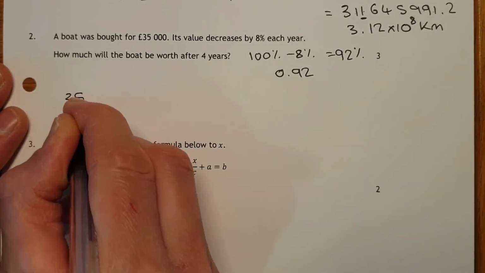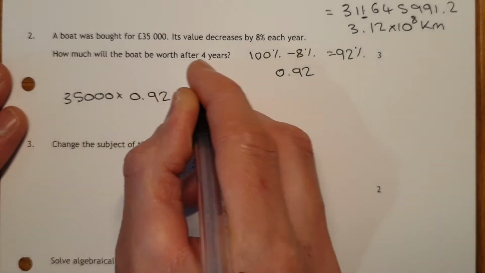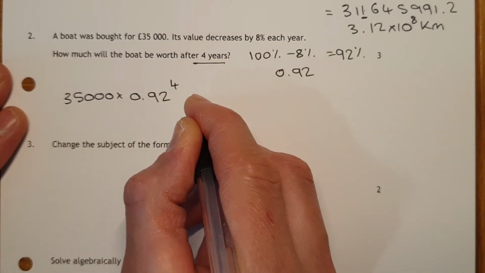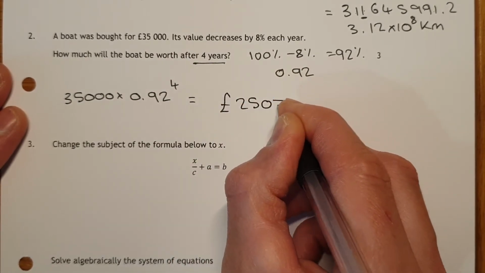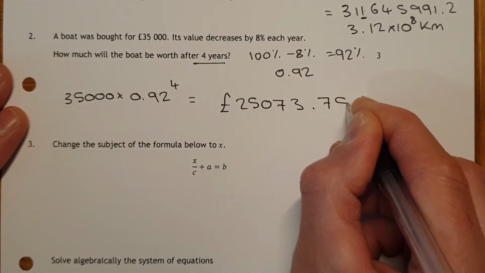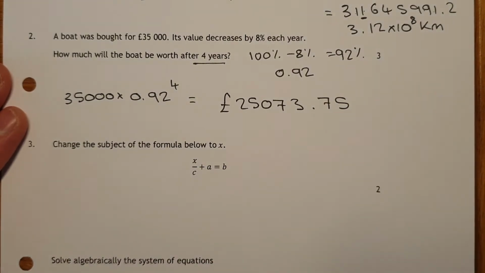So it's 35,000 times 0.92. It's after 4 years, so it's to the power of 4, and that gives us 25073.75, and it's money, so you want to have 2 numbers after the decimal point, unless they're just zeros.